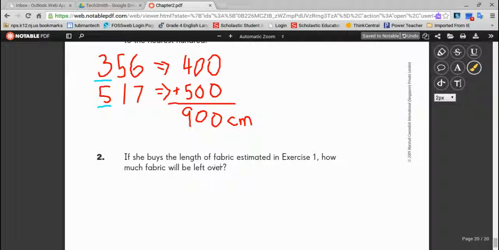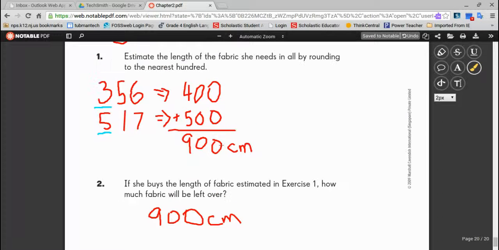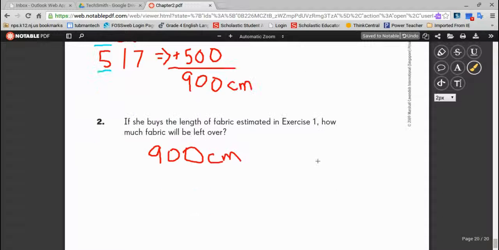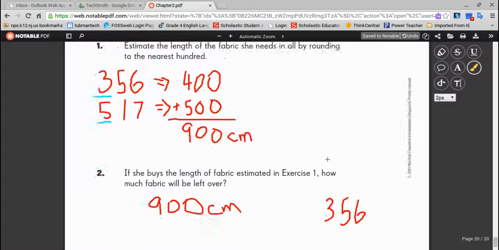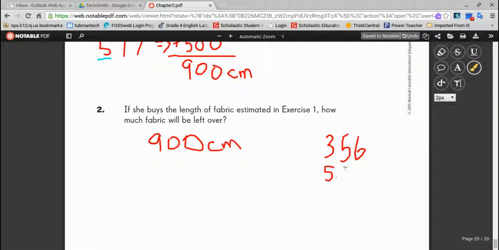Number 2, she buys the length of fabric estimated in exercise 1. How much fabric will be left over? So if she buys 900, how much fabric will be left over? Let's figure out how much she actually needs. I know right now that she buys 900 centimeters. Now we need to find out how much she actually needs. So she has 356 centimeters for the kitchen and 517 for the living room. So I'm going to put 517 over here.